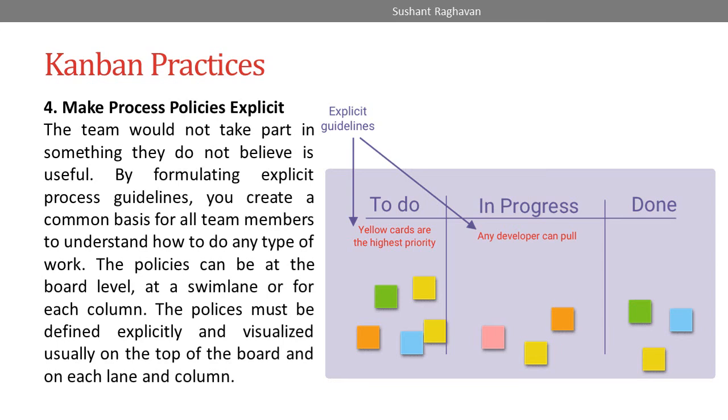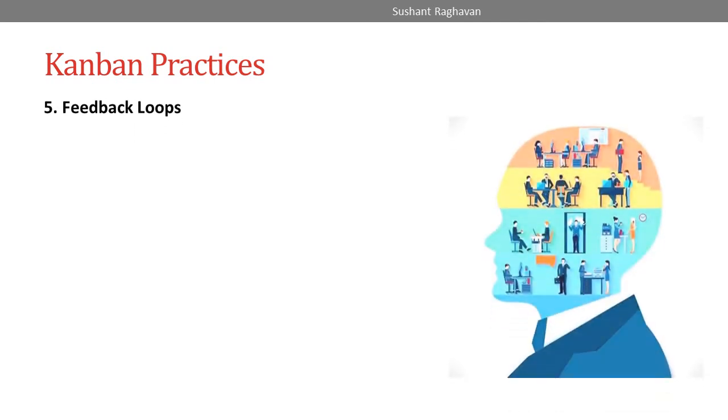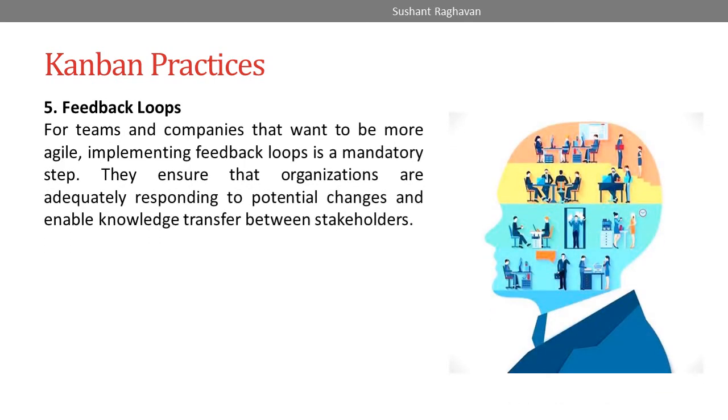The policies must be defined explicitly and visualized, usually on the top of the board and on each lane and column. Kanban Practices. Feedback loops. For teams and companies that want to be more agile, implementing feedback loops is a mandatory step. They ensure that organizations are adequately responding to potential changes and enable knowledge transfer between stakeholders.